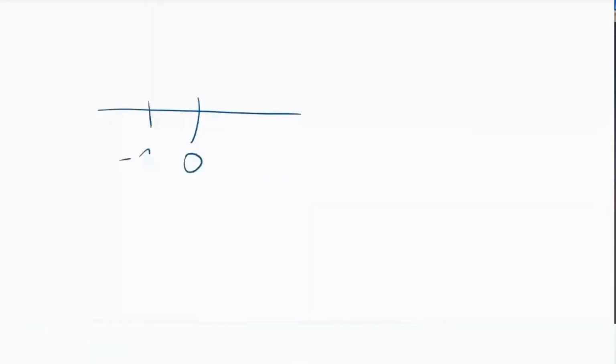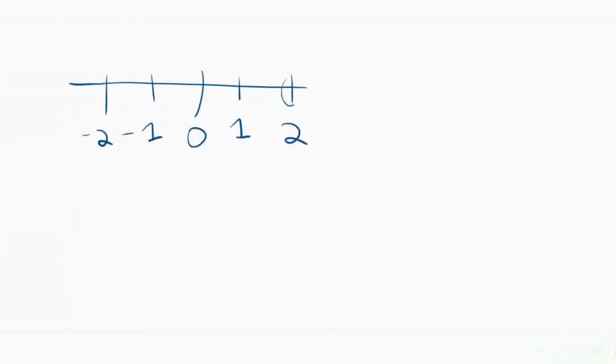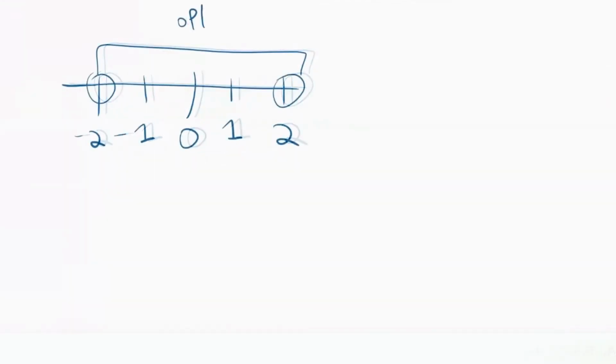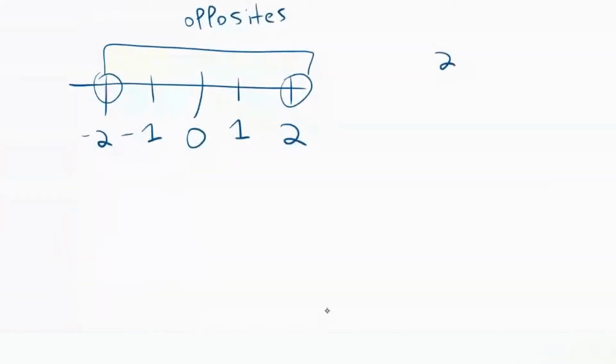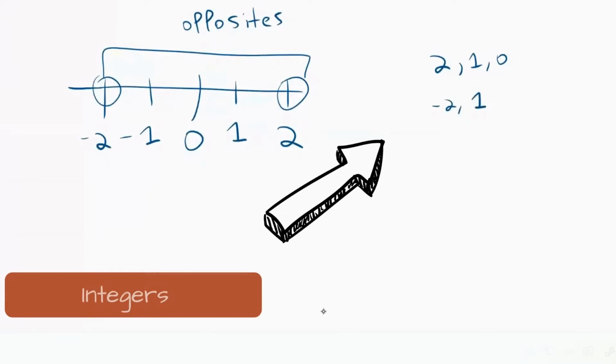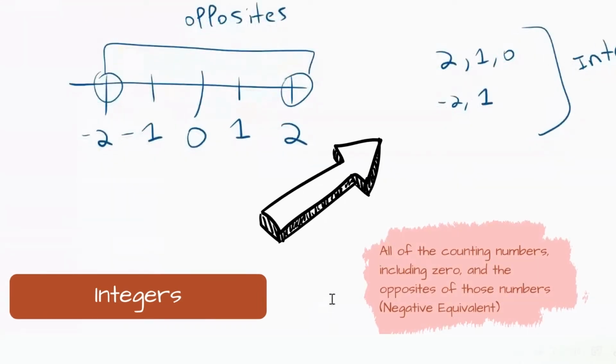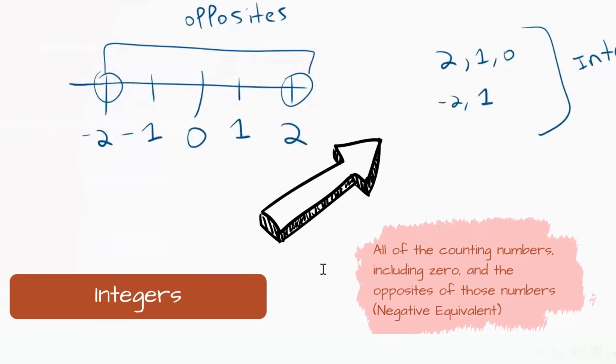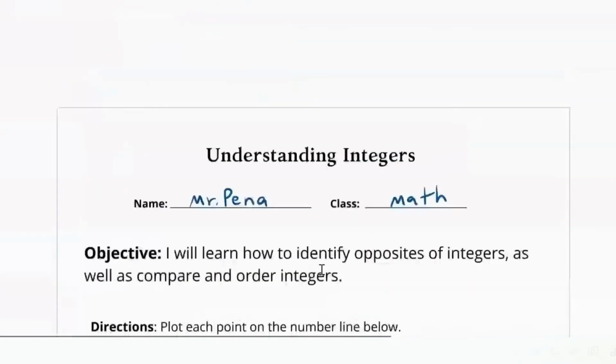We have a number line. We have negative 1, negative 2, positive 1, and positive 2. The opposite of 2 will be negative 2. These are called opposites. So all these numbers that I've listed, 2, 1, 0, negative 2, negative 1, are all called integers. It's not a very big word. It just simply means all of the counting numbers, including zero and the opposites of those counting numbers, which is the negative equivalent of whatever positive number.